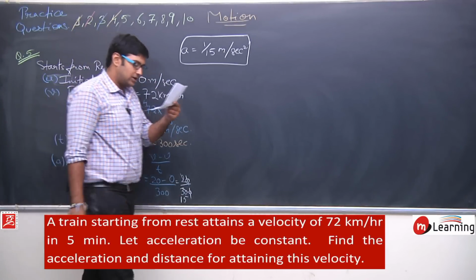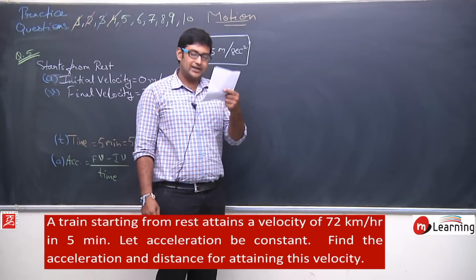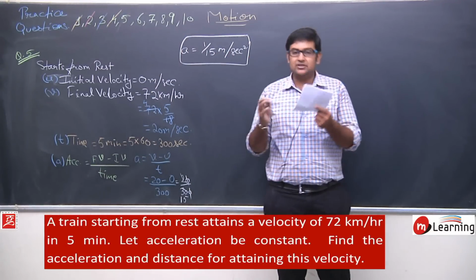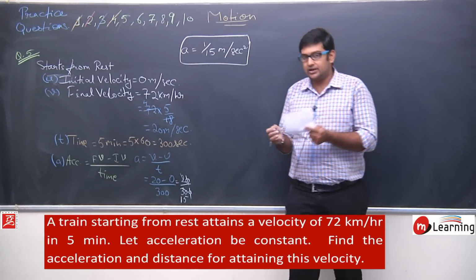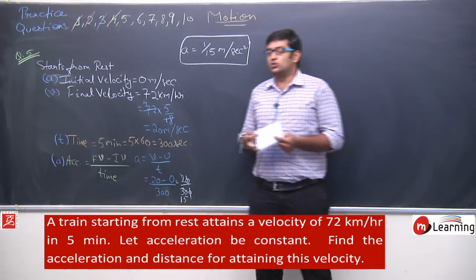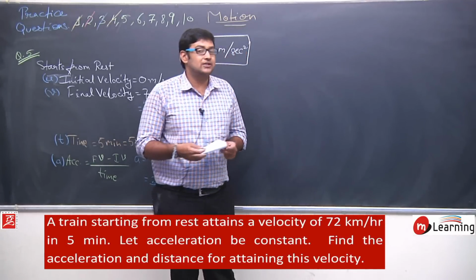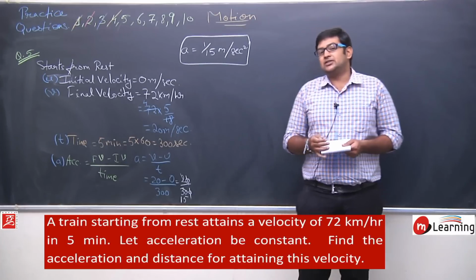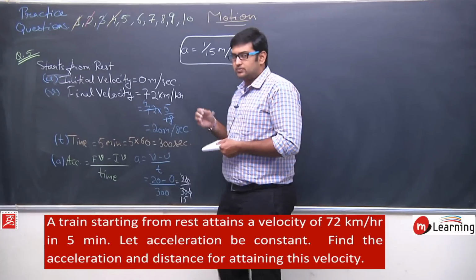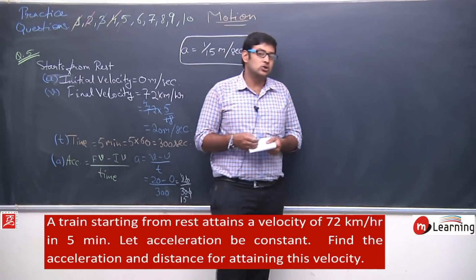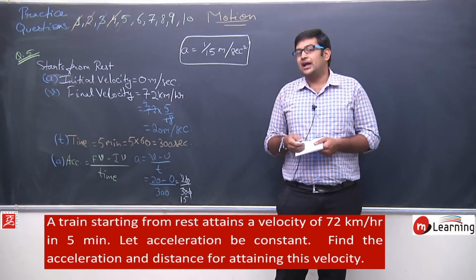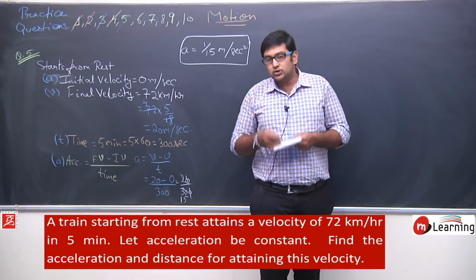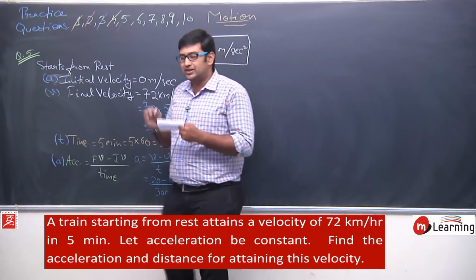And the next thing we need to calculate is the distance travelled by the train for attaining this velocity. How the train achieved this velocity, what is the distance travelled in that particular situation? For that we will use equations of motion. Now we have 3 equations of motion: v is equal to u plus at, the second is s is equal to ut plus half at square, and third is v square minus u square is equal to 2as. So we have to decide which equation we need to consider.